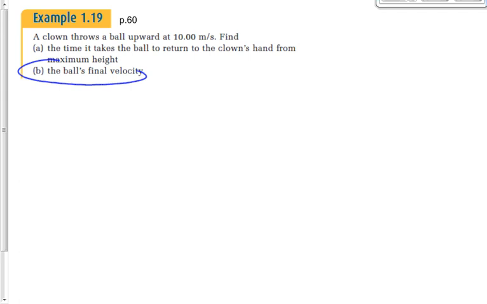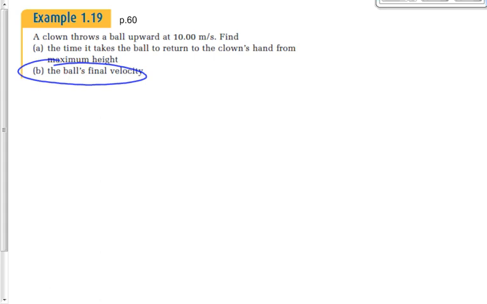Let's answer B first. Because B, if you're thinking about this, you can use a little bit of logic on this one. If I throw something upwards at 10, it slows down at 9.81. It slows down, slows down, slows down, stops. And then it speeds up at the same rate as it slowed down. How fast is it going to be moving when it goes past that point where it started? Austin?